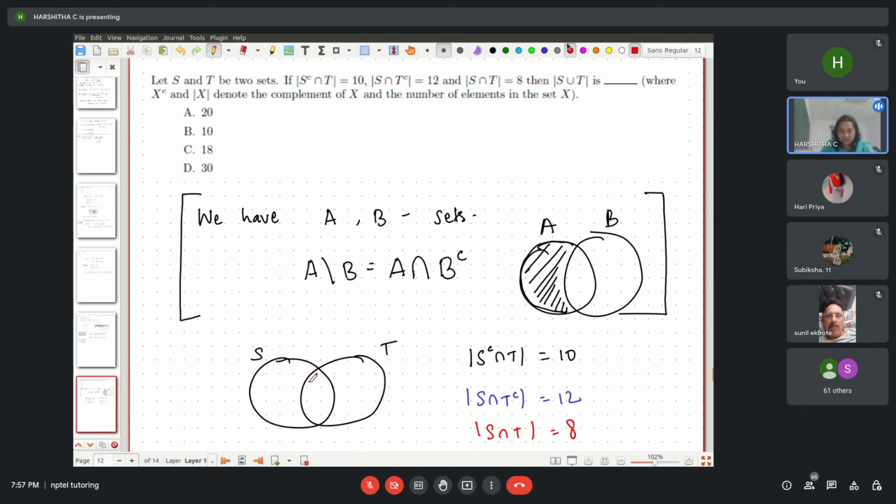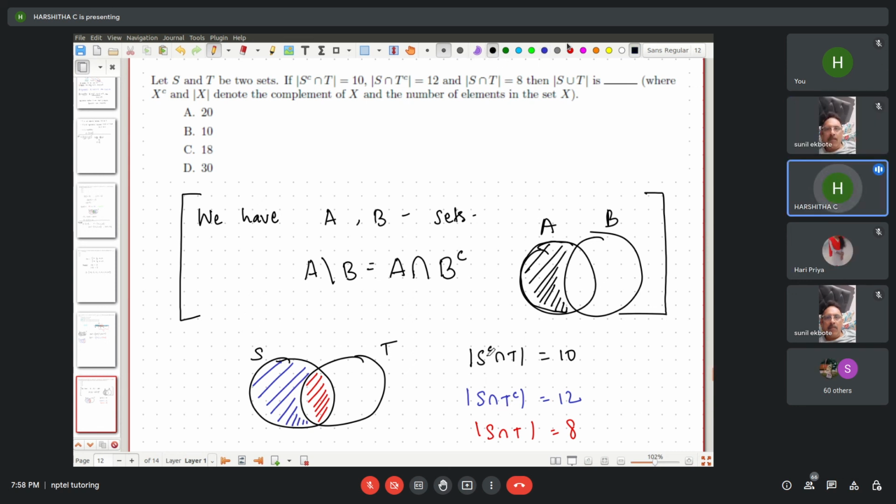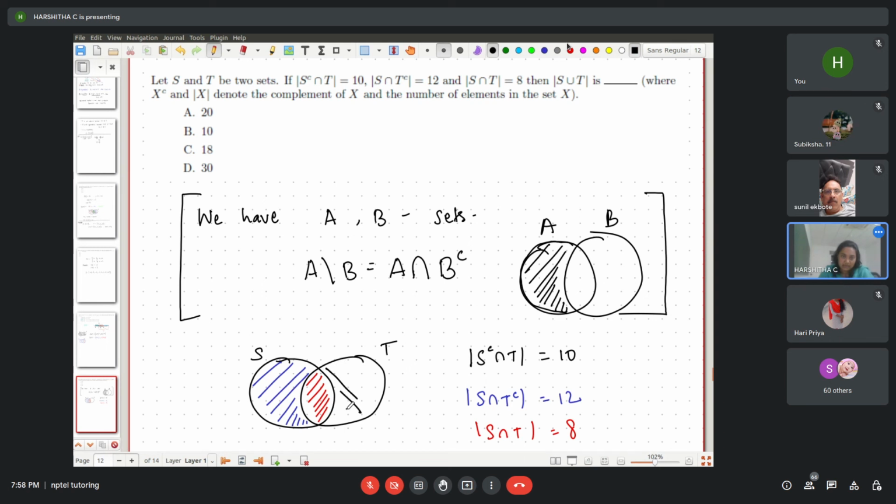S intersection T, that is probably the more famous one, which is this one. S intersection T complement, it's what we saw here: A intersection B complement is that portion in A which is not there in B. So S intersection T complement is that portion in S which is not there in T, which is this area. And similarly, T intersection S complement is this area. So what is given is the sizes of these three little parts.